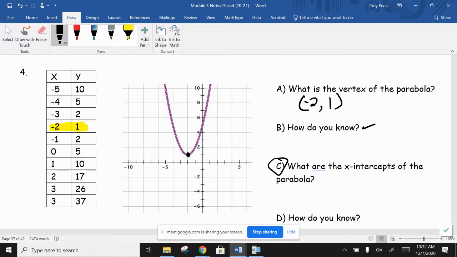All right, it's somewhat of a trick question, but it's a really, really easy trick question, right? If we're looking at that graph and I'm asking you what your x-intercept is, where does that cross the x-axis? Where does it cross the x-axis at? Nowhere, right? So when it asks what are the x-intercepts of this parabola, there are none. It does not cross the x-axis.